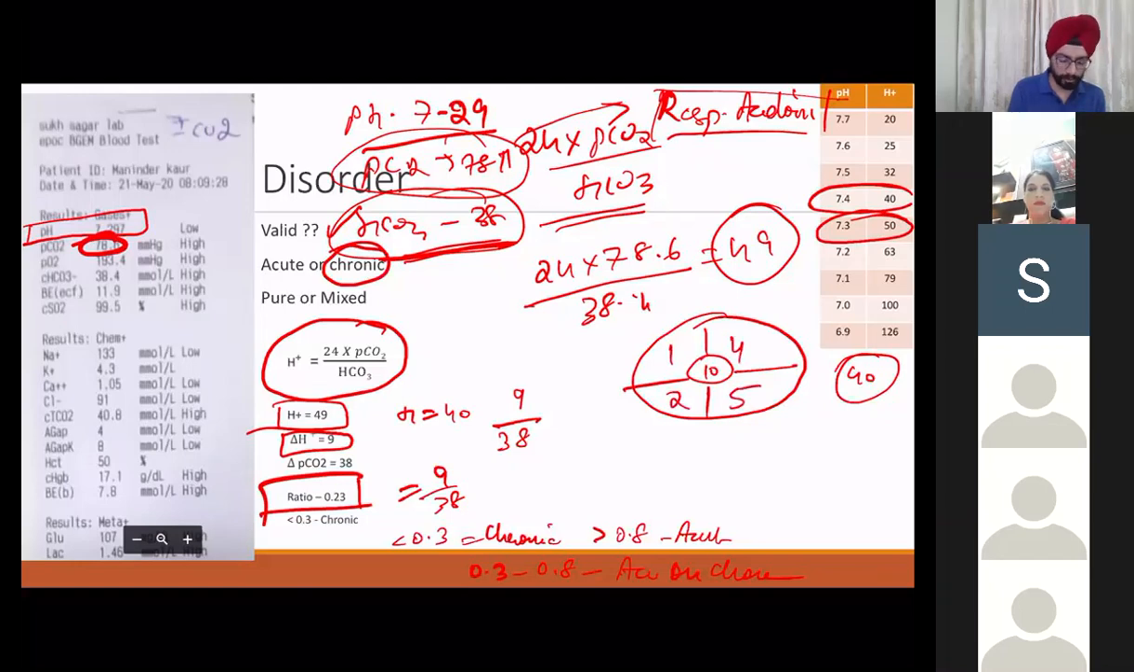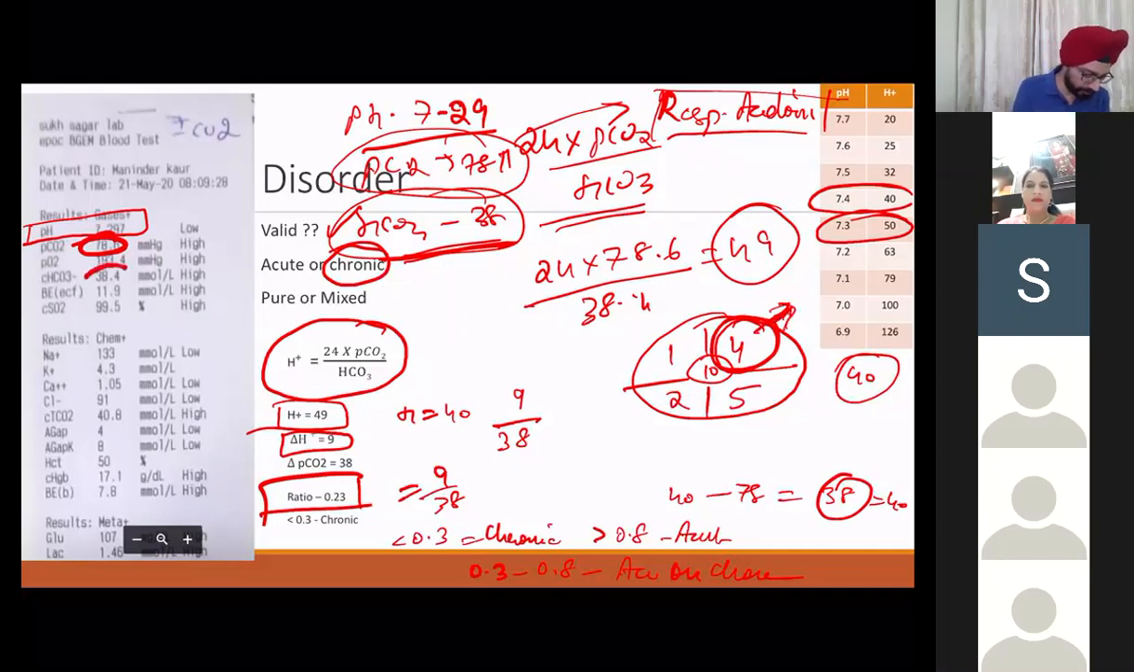Okay. Now we know that this is a chronic respiratory acidosis. So this is the value that we have to use. The PCO2 has increased from 40 to 78. So there is an increase of 38, almost 40. For every 10 increase in CO2, there should be a 4 increase in bicarbonate. What is the bicarbonate? 38.4. So for an increase of almost 40, it should increase by almost 16. And it has come to be 38.4. Expected value is 40.